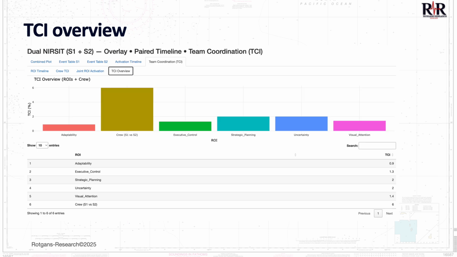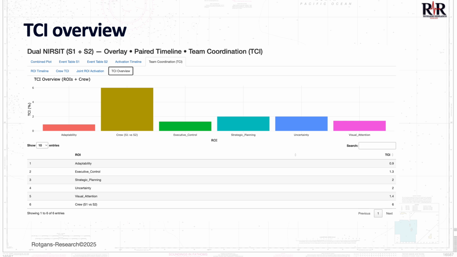TCI overview. Finally, we bring everything together in a TCI overview. Each bar represents the team coordination index for a single ROI, and we also include the overall crew TCI. This makes it easy to see at a glance where coordination was strong and where it was weaker. For example, a crew might show excellent handoffs in visual attention, but frequent joint overload in strategic planning.